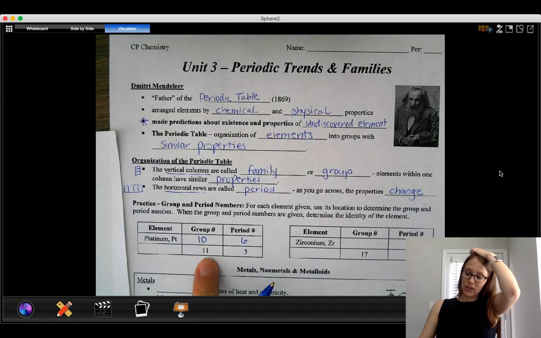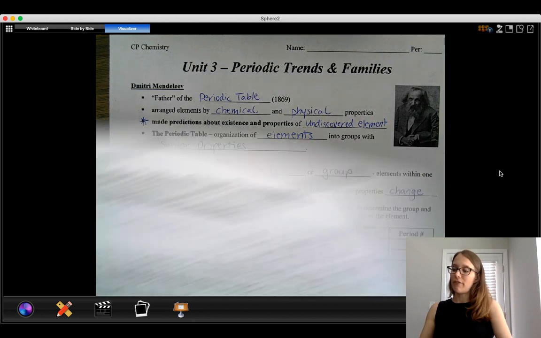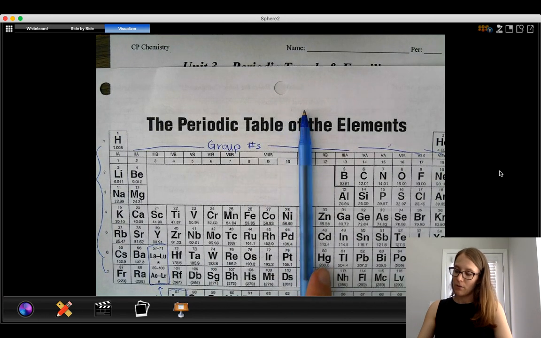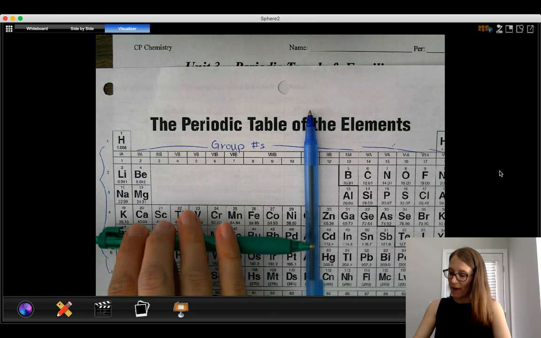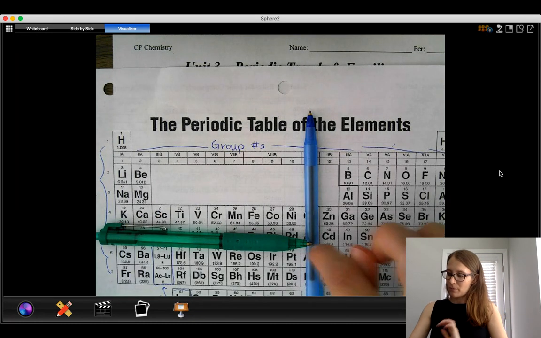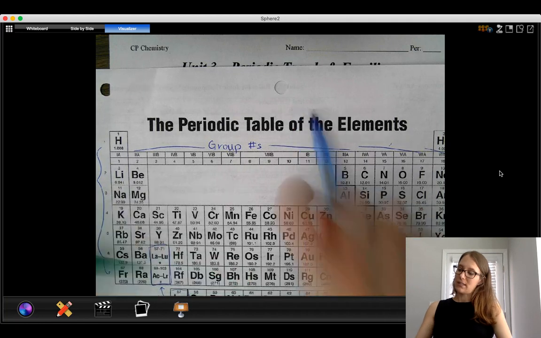This one, we're given the two numbers and we're trying to figure out what element it is. So group 11, period 5. So group 11, we're looking in this row. And period number 5, row number 5, we're looking here. And we're looking for where those two overlap, which would be right here. So if I move my pens, that is Ag, which is silver.